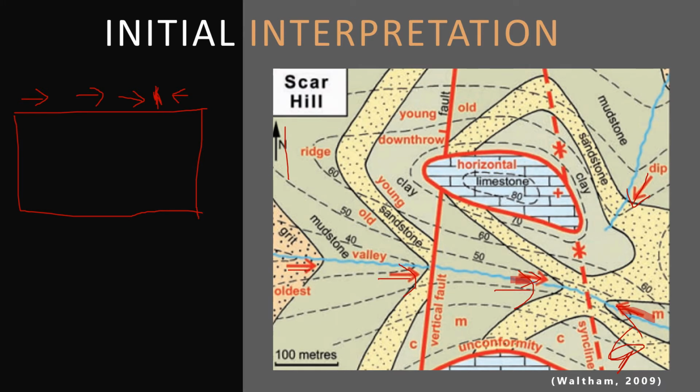So if we visualize this in our cross section, if the dip points that way, the direction of the outcrop here, if the dip is pointing that way, the shape of the outcrop would probably be like that.